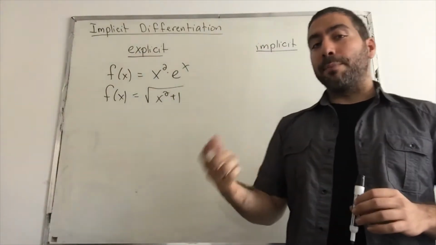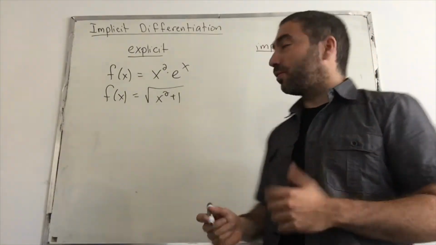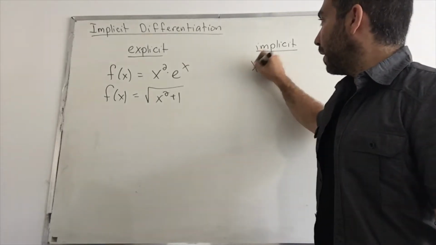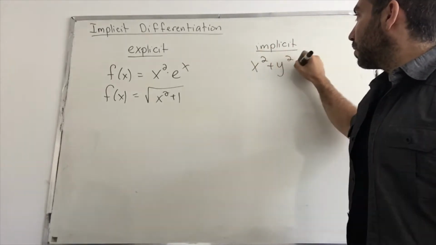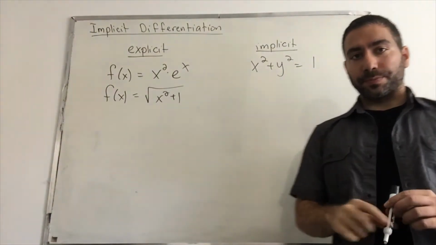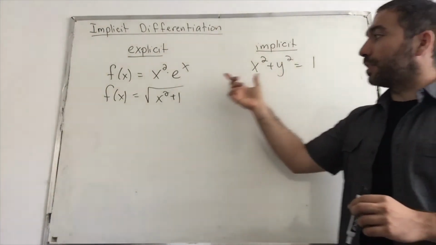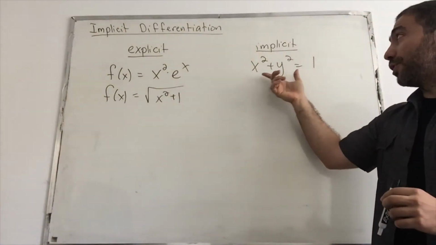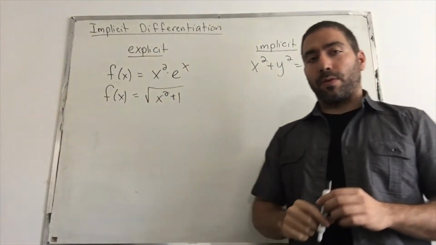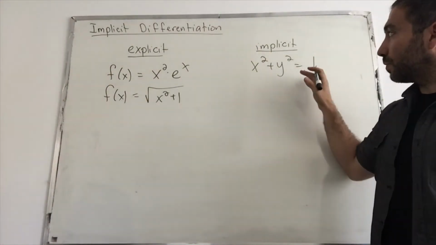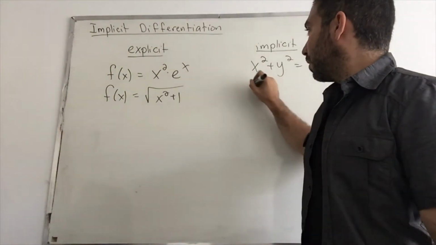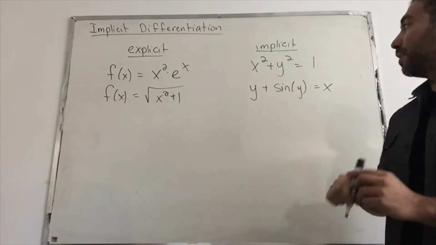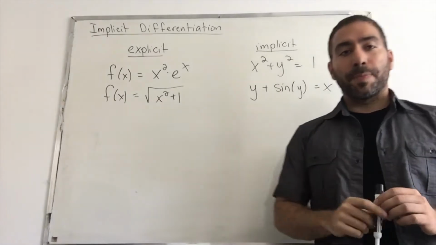What we mean by the word implicit is that it's written in terms of two variables. So an example would be x squared plus y squared equals 1, the equation of a circle. So notice the difference. Here we have a function written solely in terms of x. Here we have a relation written in terms of x and y. Okay, so another example of this would be something like y plus sine of y equals x. It's written in terms of two variables. We have y and x.